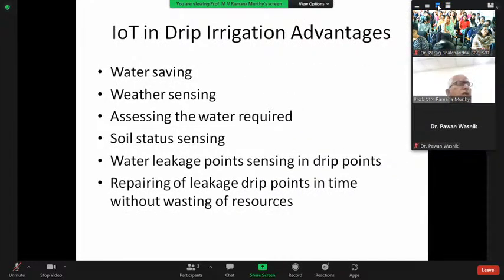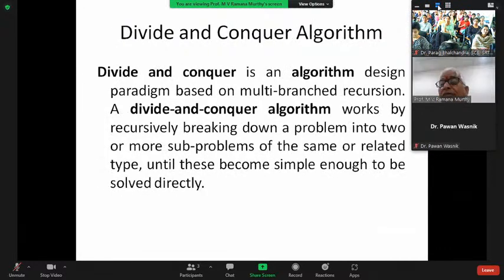Now, in order to do this, I have adopted the first algorithm, divide and conquer, because most people use divide and conquer, whereas I used it for a productive purpose. Divide and conquer is an algorithm design paradigm based on multi-branch recursion. We have recursion and regression; I have also used it. A divide and conquer algorithm works by recursively, meaning repeatedly, breaking down a problem into two or more sub-problems of the same or related type until they become simple enough to be solved directly.